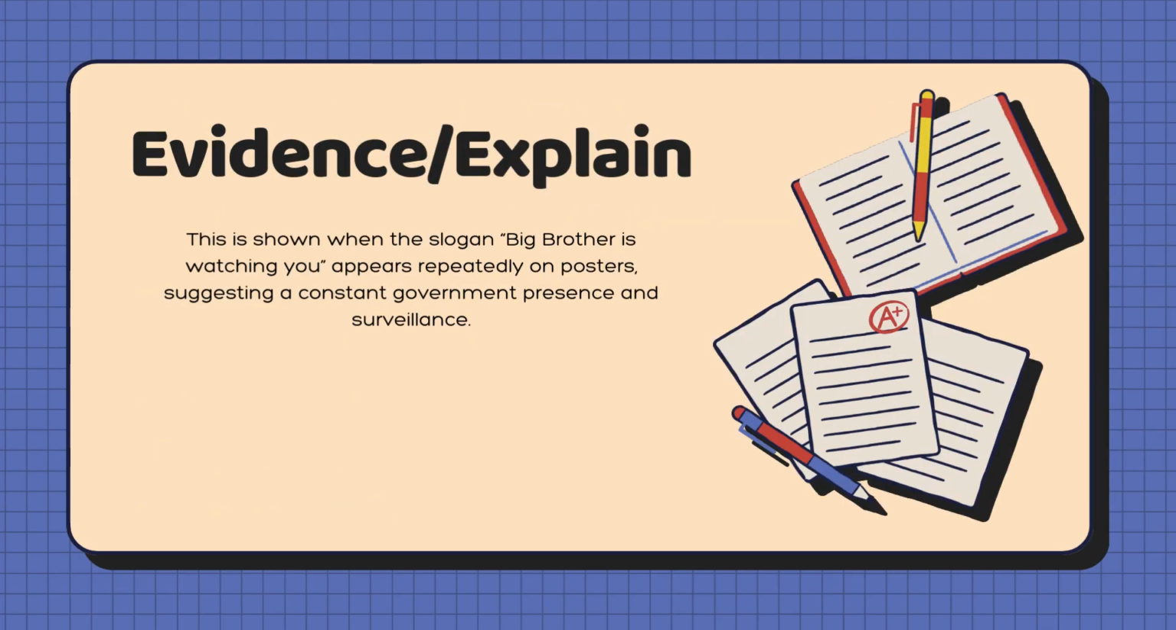My example is this: "This is shown when the slogan 'Big Brother is watching you' appears repeatedly on posters, suggesting a constant government presence and surveillance." In my example, I have introduced a powerful and familiar quote, Big Brother is watching you. I've explained its context. I've said that it's everywhere and it's on posters. And I'm beginning to hint at a psychological impact, which, if you refer back to my introduction, I mentioned there.